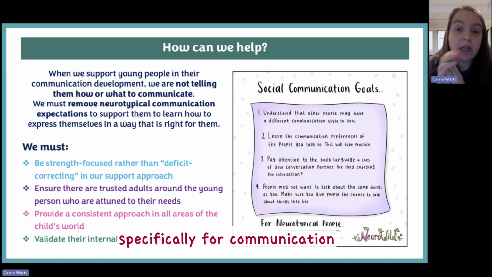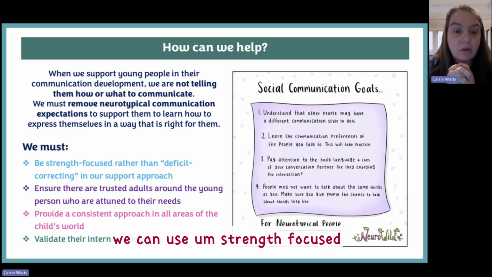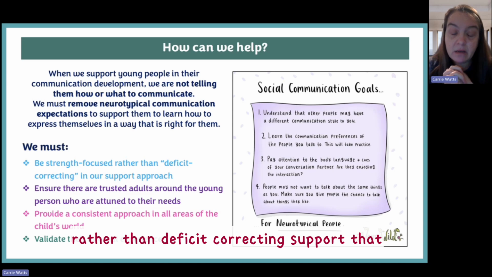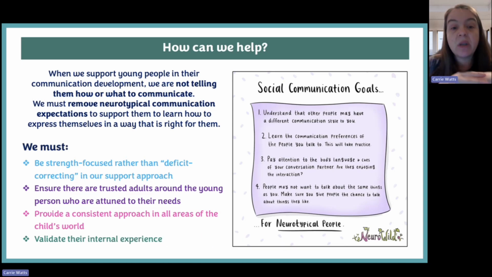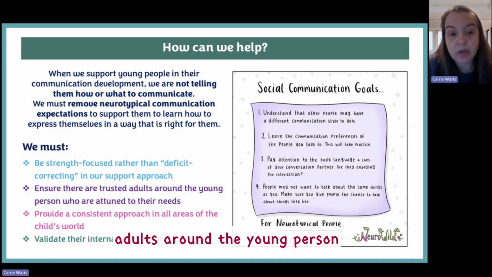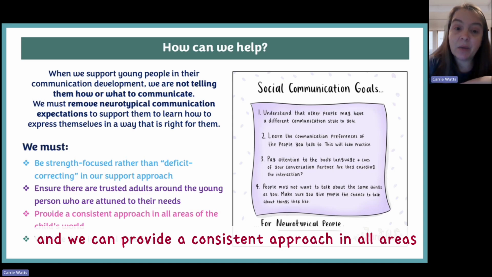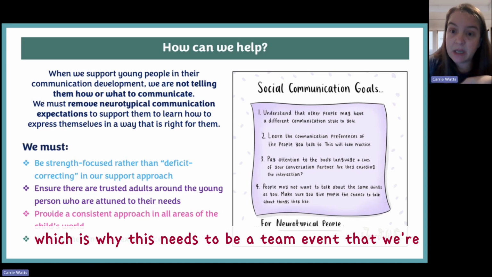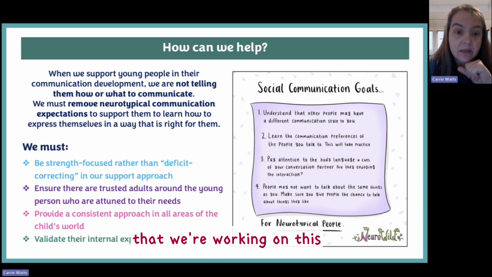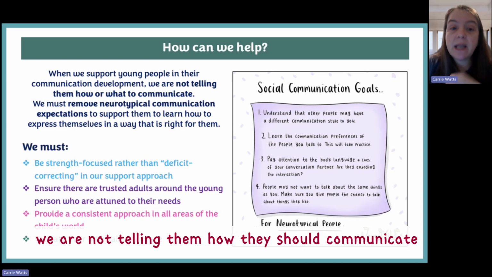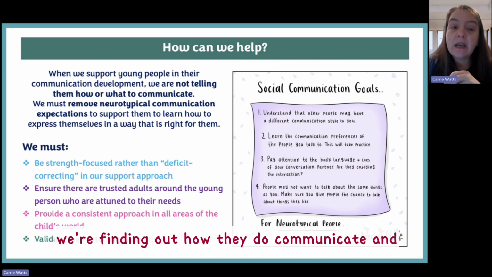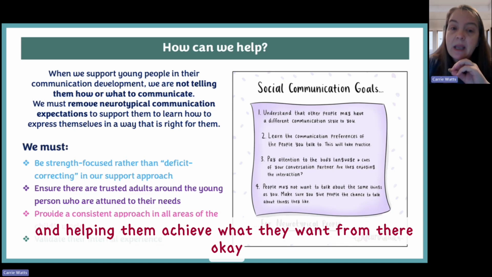Specifically for communication, we can use strength-focused rather than deficit-correcting support, so that affirming kind of language. We can make sure that there are trusted adults around the young person. We can provide a consistent approach in all areas, which is why this needs to be a team event that we're working on. And we need to validate their internal experience. We are not telling them how they should communicate. We're finding out how they do communicate and helping them achieve what they want from there.